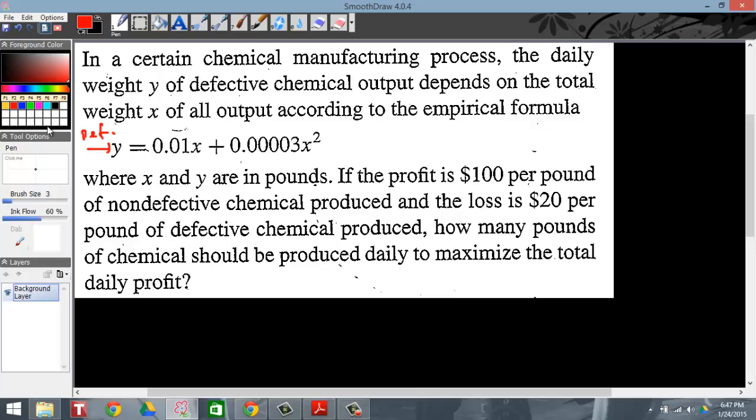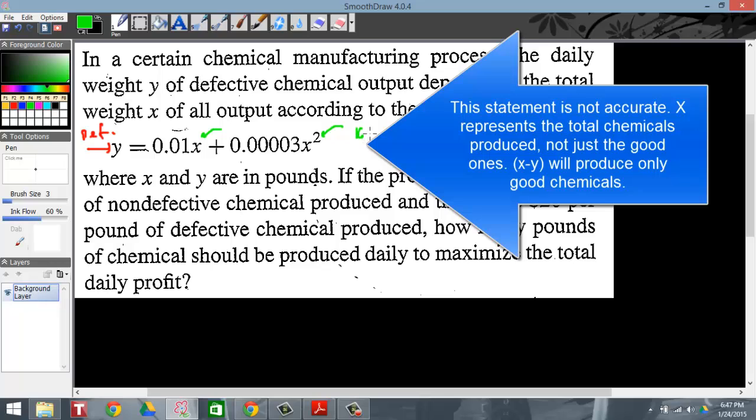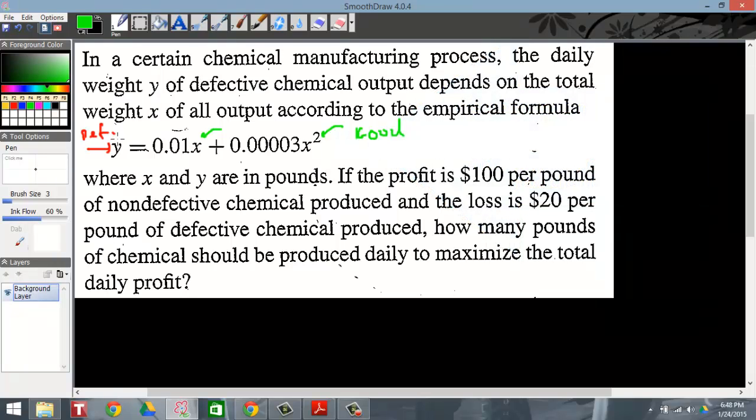And then what they're saying is that X, not the function, but X, is the good chemical. So what we get is the output of the defective chemicals is dependent upon this formula. Okay, so we want to figure out, if the profit is $100 per pound of non-defective chemical produced and the loss is $20 per pound of defective chemical produced, how many pounds of chemical should be produced to maximize the profit.